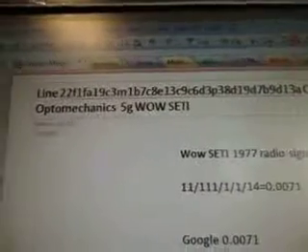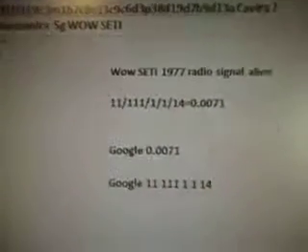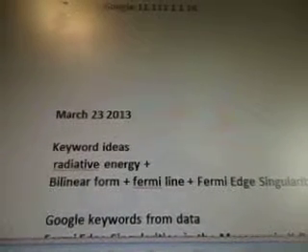Cavity Optomechanics 2, 5G, Wow SETI. There's the alien radio signal. This one's about cavity optomechanics 2, algorithms, keyword research, light signals for long-distance communication device in the Wow data. This whole section refers to the long-distance communication stuff coming from the Wow data.